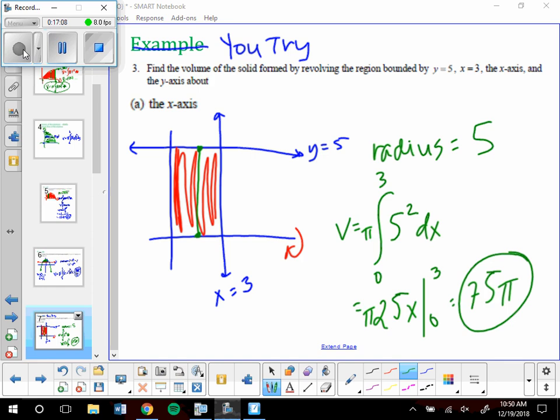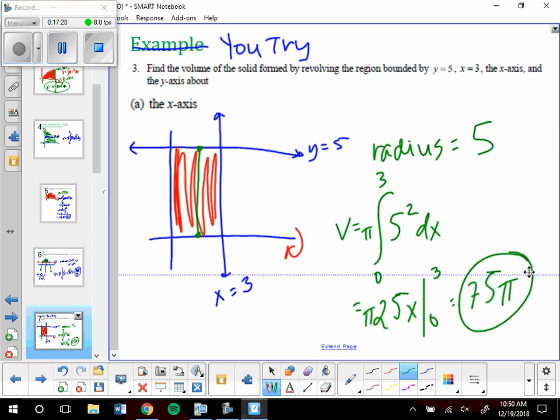Welcome back. Thanks, Kevin. So here's your solution. If you rotate this, what shape does it make, Zane? A cylinder. Good. So you could just use your cylinder formula, but we integrated and found that the volume was 75 pi.